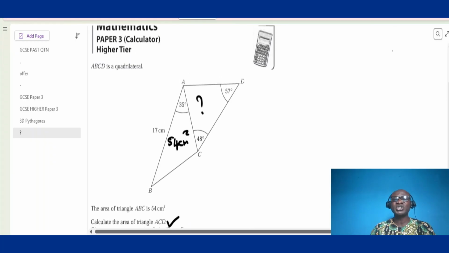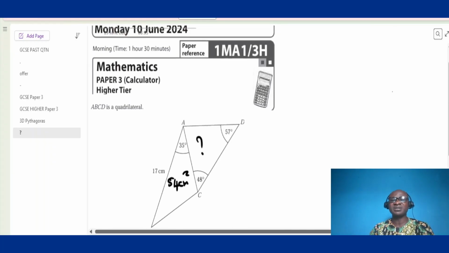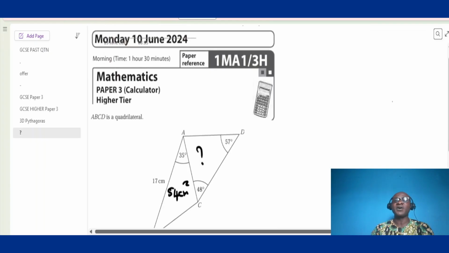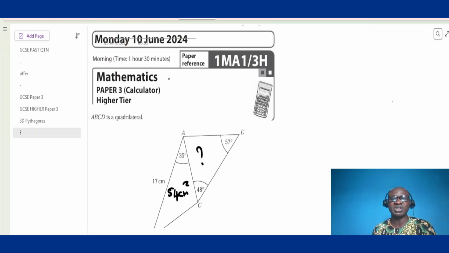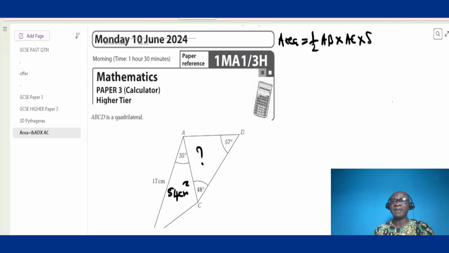Looking at the question, it is not a right angle triangle, so we are not going to use the formula for half base times height. What we are going to use is the formula for area of a triangle using an included angle. Therefore, area is equal to half multiplied by the length of AB multiplied by the length of AC multiplied by sine A. But the area is 54, so 54 equals half multiplied by AB, which is 17, AC is not known, and the angle A is 35.